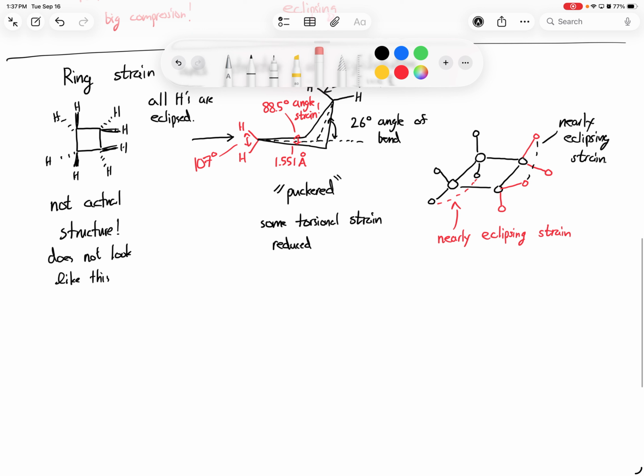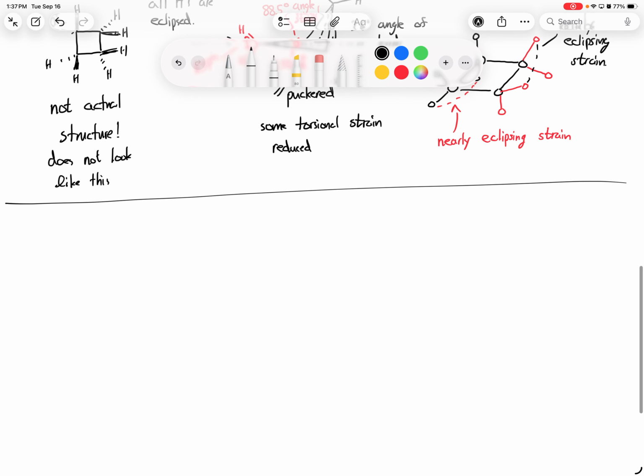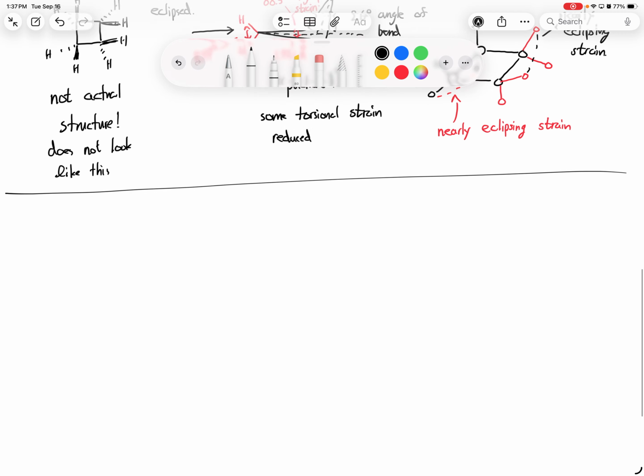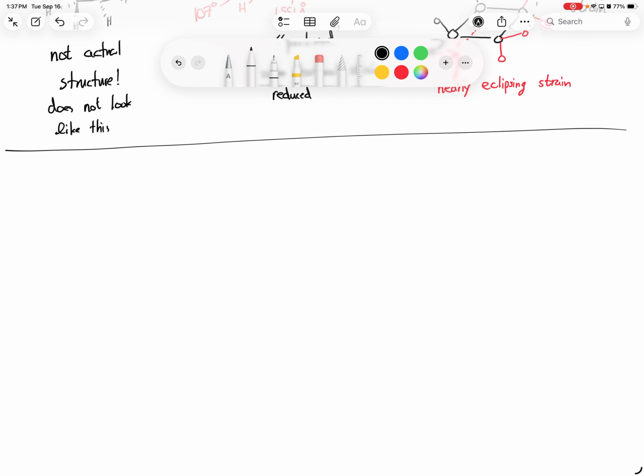No? All right, so now let's go to cyclopentane. We'll work our way up to cyclohexane, and cyclohexane is where a bunch of these topics will expand. That's because cyclohexane has unique properties because of its flexibility. So, cyclopentane.